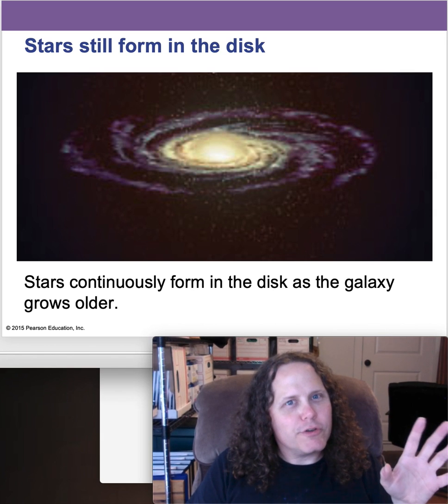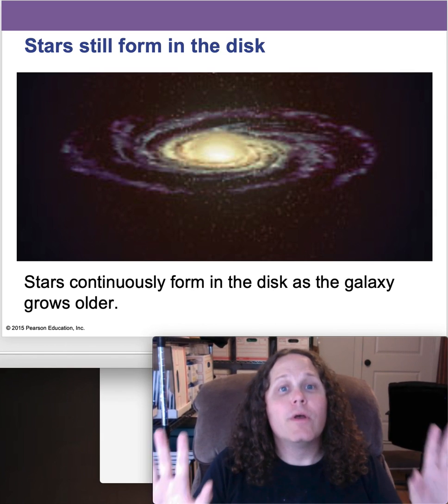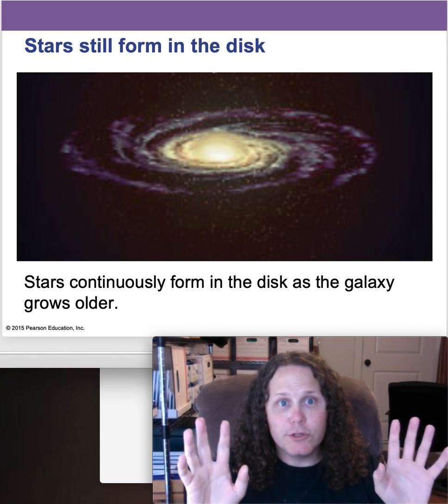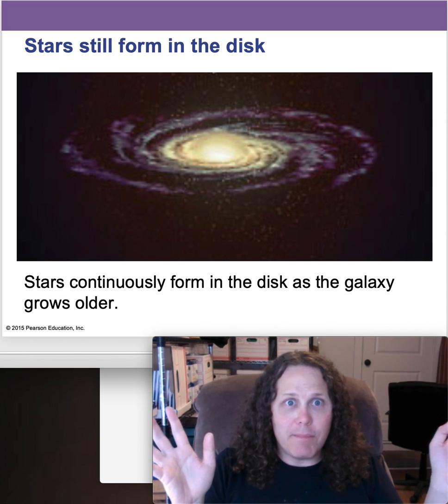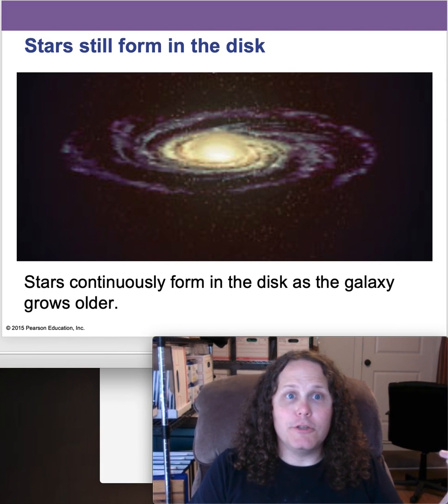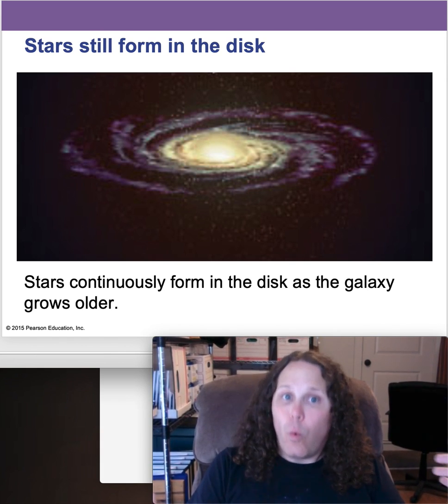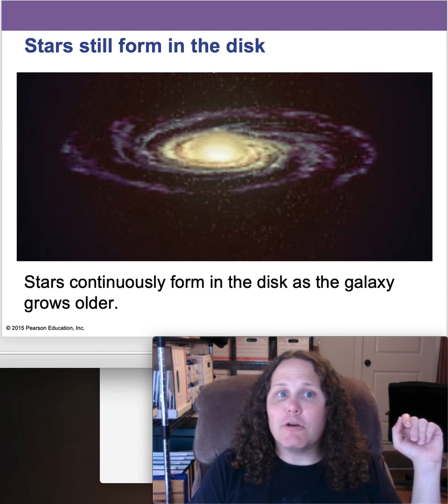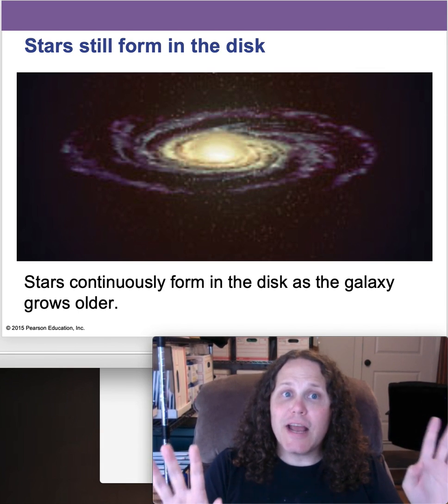Now, here's a controversial part. Somehow, the disk forms spiral structure. There are several competing hypotheses about how spirals form, and as both telescopes and computer models get better and better, we'll have a better and better understanding of how spiral arms form. But for now, our understanding is vague.